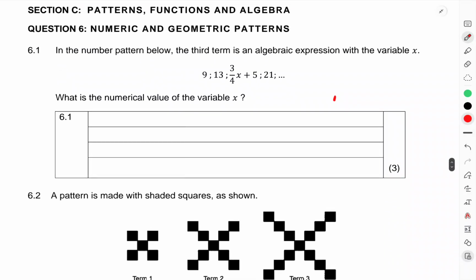Now we are going to go to section C, which is patterns, functions, and algebra, numeric and geometric patterns, right? In the number pattern below, the third term is an algebraic expression. So when we are given a number pattern, the first thing that we have to do is establish the relationship between two consecutive terms, right? What is the difference between the first term, the second term, the third term, and the fourth term? Or what is the ratio between the first term and the second term, the third term and the fourth term, if it was a geometric pattern?